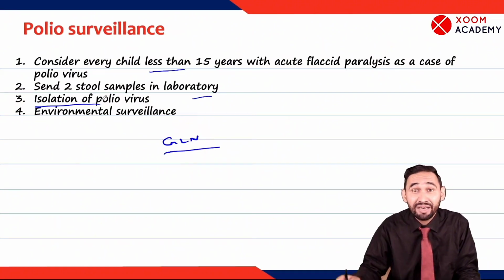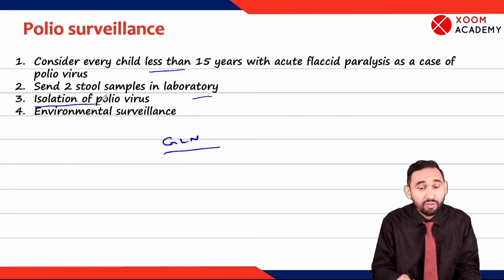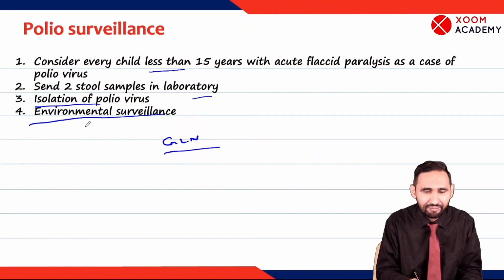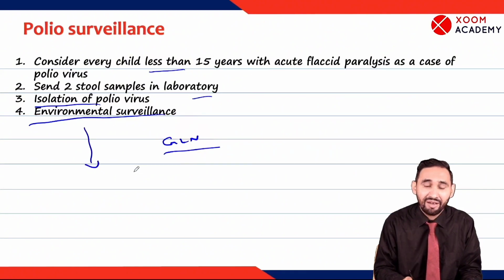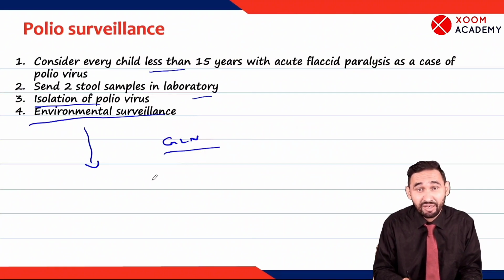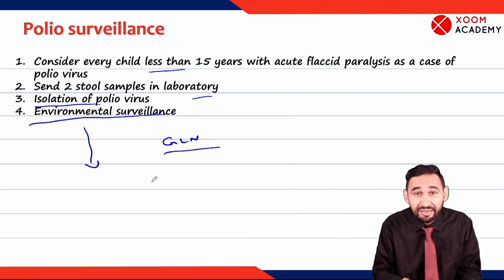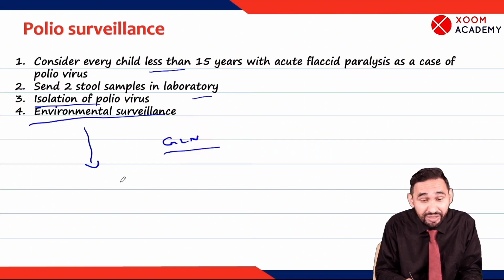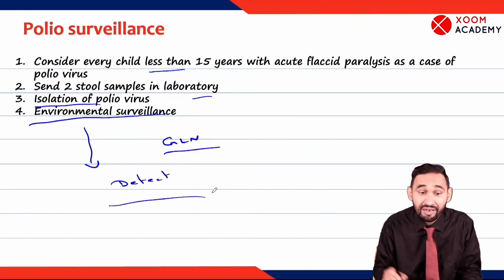But when polio virus is isolated from stool, we'll do environmental surveillance. We'll go to the area from where this case has come. We'll do surveillance, we'll diagnose, we'll do screening to detect polio cases. We need to detect polio cases in other children also. So this is a continuous process.